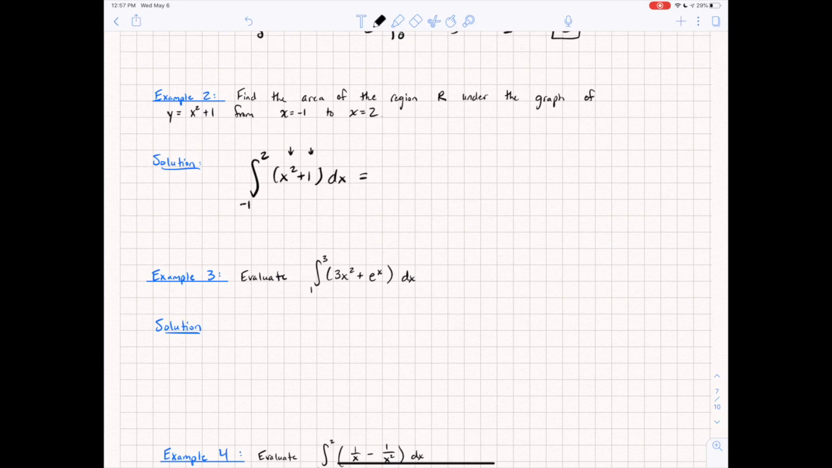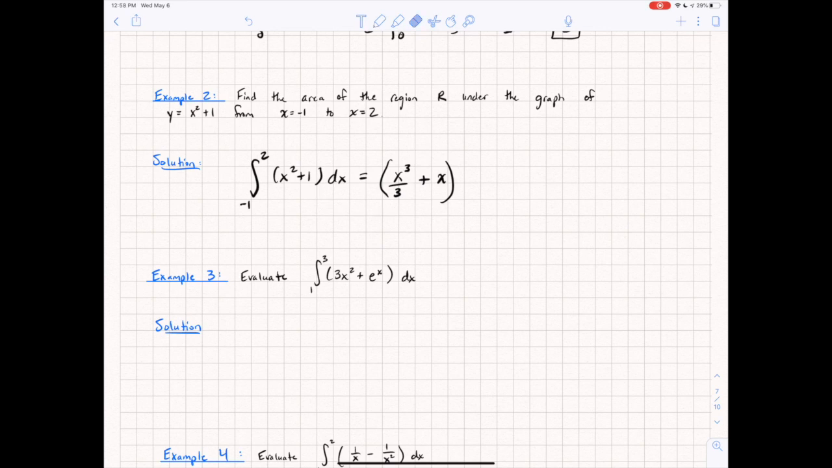So x squared, we've done that one before, just above. So I'm going to add 1 to the power, divide by the new power. And then the antiderivative of 1 is x. Now, I can double check this and make sure this is right by deriving this, and that should get me back to what's inside the integral.